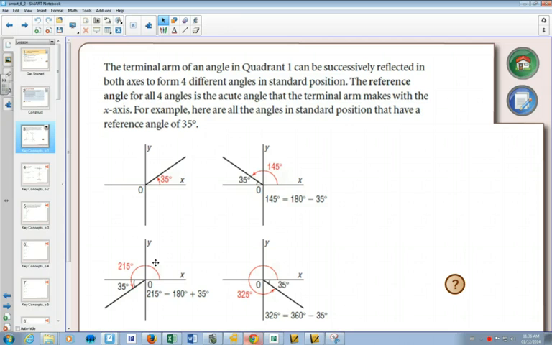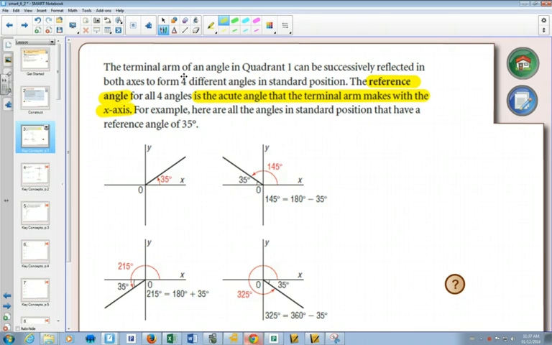So what we see here is a whole bunch of angles. The red ones are angles in standard position because they start on the positive x-axis. And then they end, so we've got 35, 145, 215, and 325. The definition that we're going to learn right now is something called a reference angle. The definition in your textbook is the acute angle that the terminal arm makes with the x-axis.